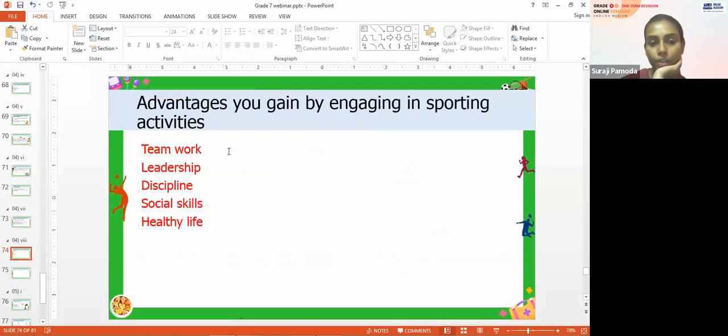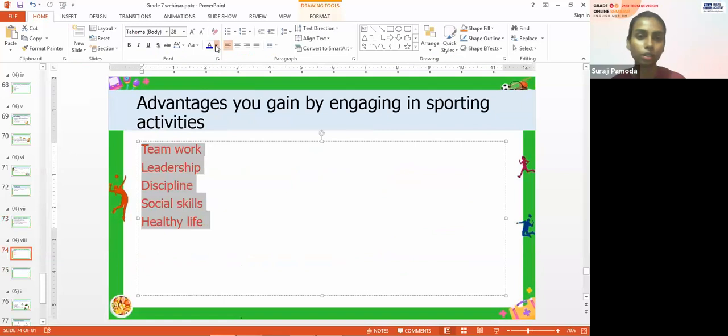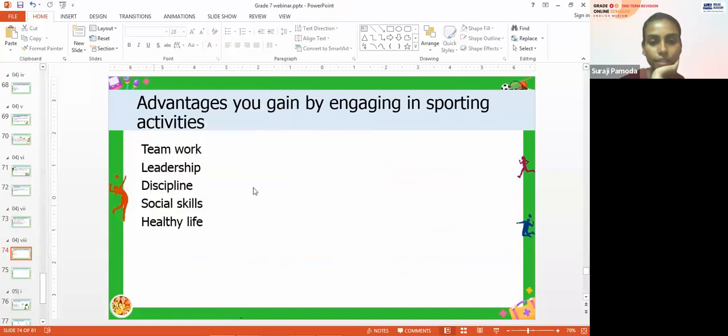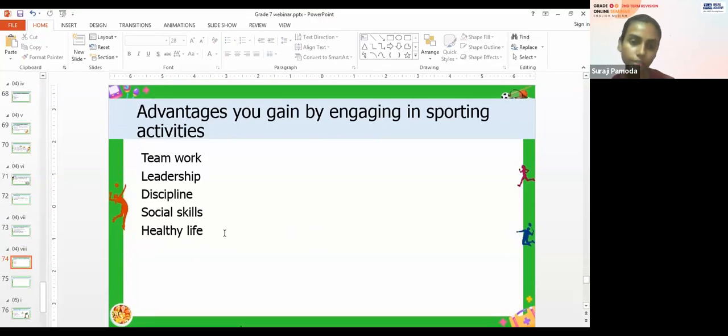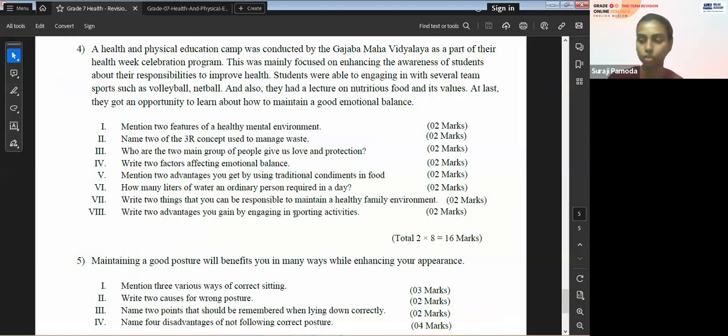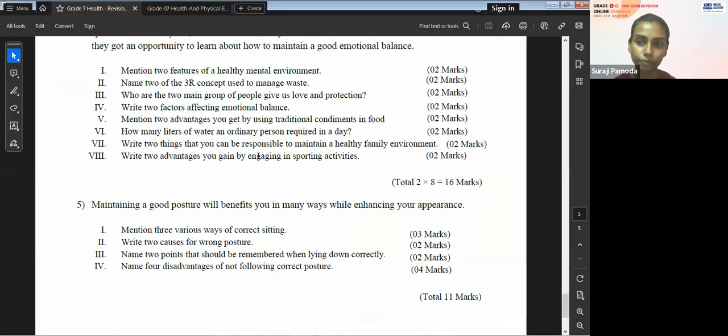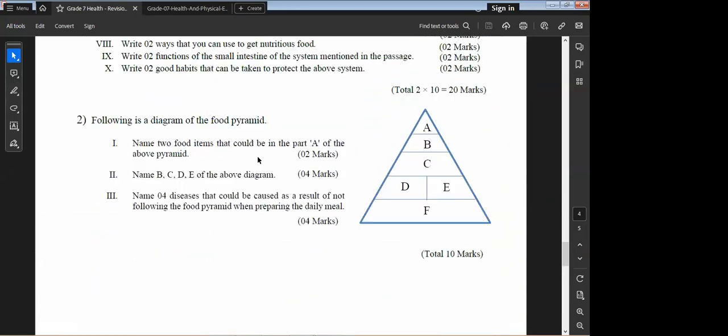Good. Right. And also you can work as a team. Right? You get leadership skills, and because you have to follow the rules and regulations, you will be disciplined, right? Healthy life, you told me that one. Okay, so those are the advantages that you can get by engaging in sports. Okay, so any questions? Is it clear? Okay, teacher. Okay.